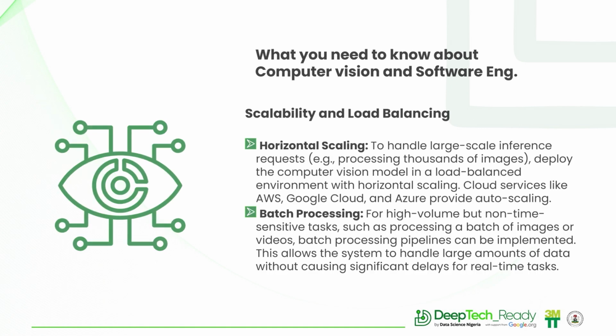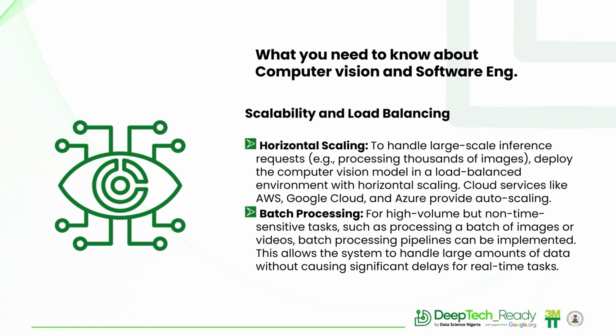So let's talk about scalability and load balancing, which is another thing you need to be aware of as a computer vision engineer when you're dealing with software engineers. Now, horizontal scaling. So how do you scale your model? How do you ensure that all of these things are well balanced? So let's talk about horizontal scaling.